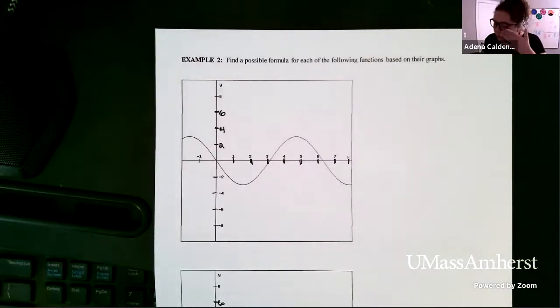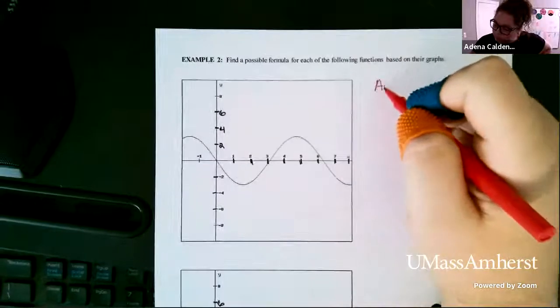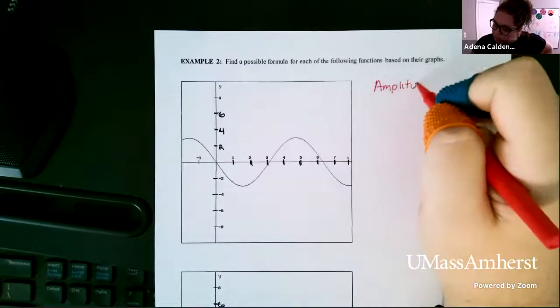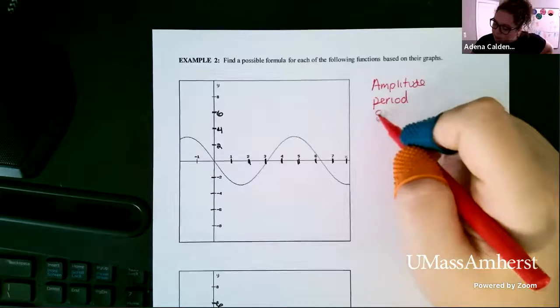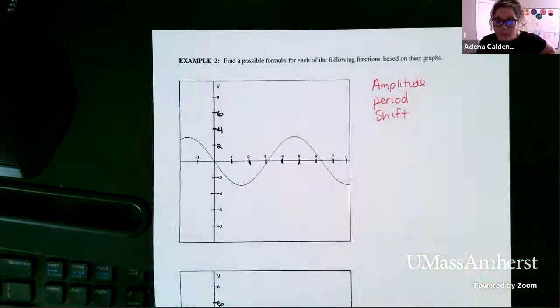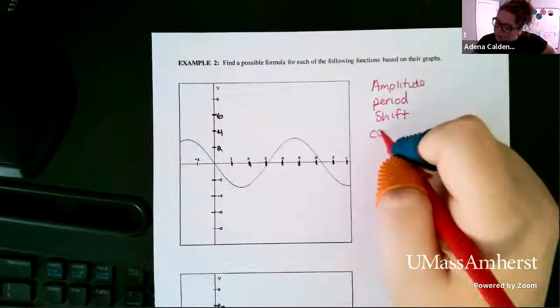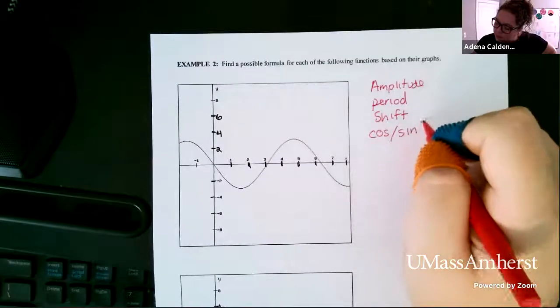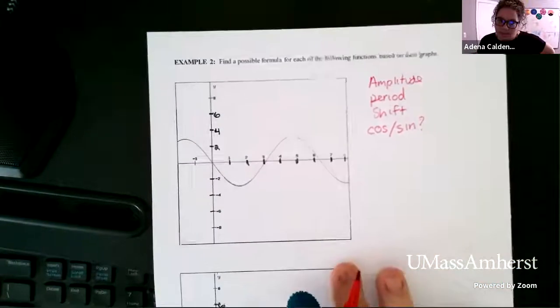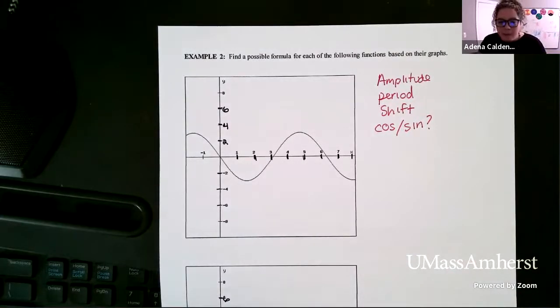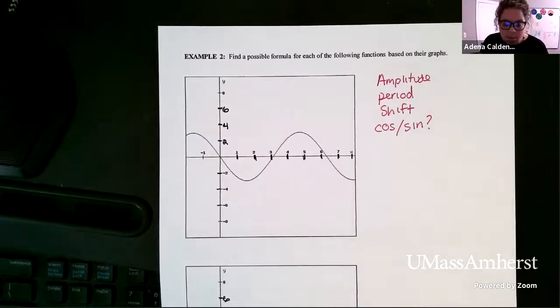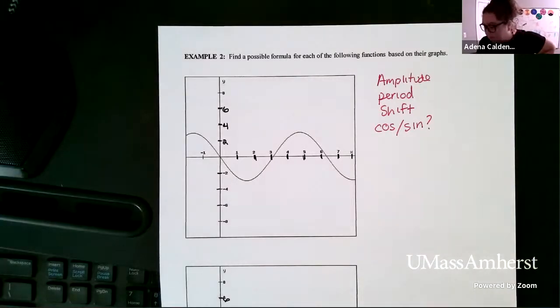So typically what we're going to do is figure out these things. We need to know the amplitude. We need to figure out the period and the shift, but we also need to figure out, is it cosine or sine, right? So these are the 4 pieces that we need to put together. Some of them are easier than others, right? So let's see if we can figure out some of these pieces from this.